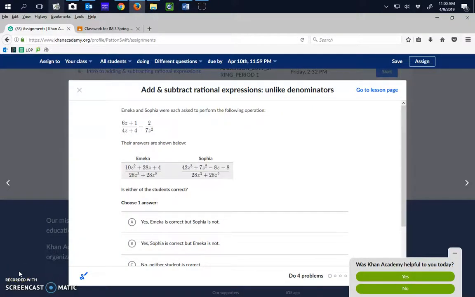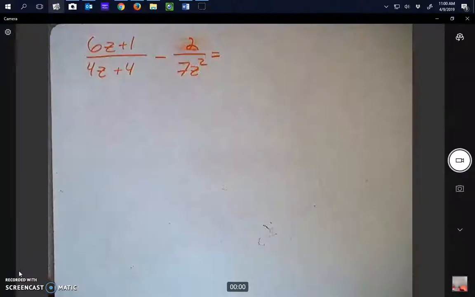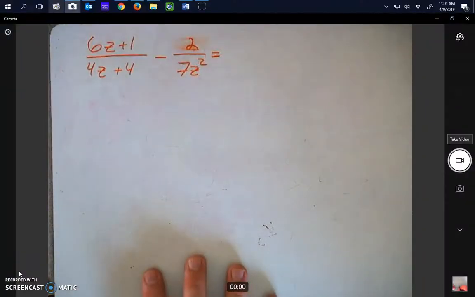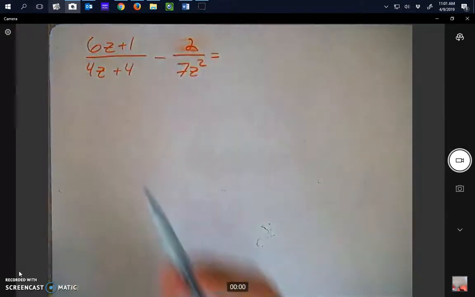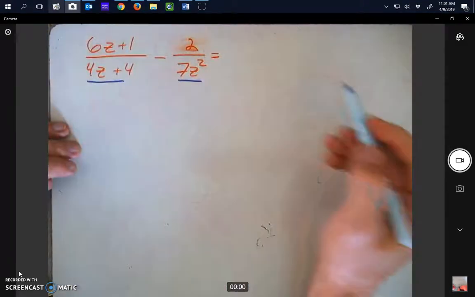All right, this is add and subtract rational expressions when you have unlike denominators, so they are different. We have Amika and Sophia that are trying to subtract a set of fractions with unlike denominators. I have them written down over here. Actually, I'm going to talk about this first. So we have unlike denominators.